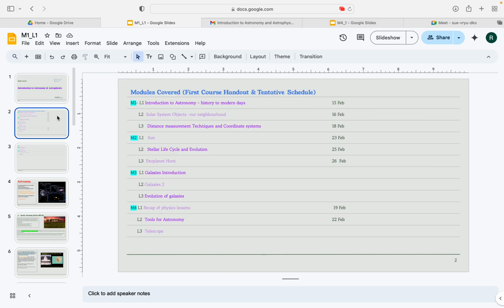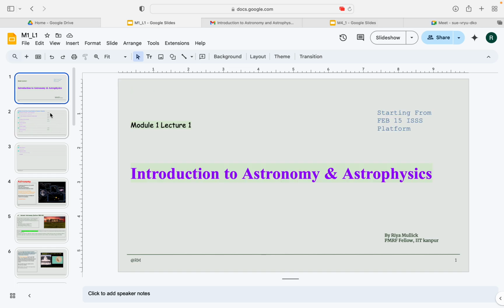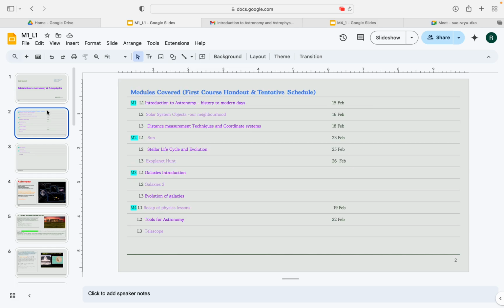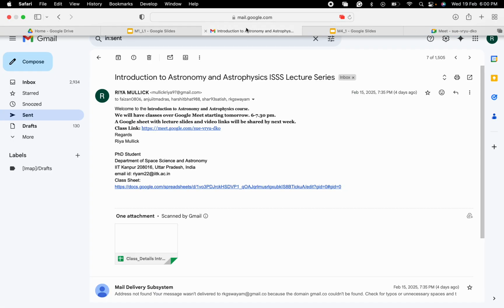Today we will start the second module, or the module which I named 4. That is the fourth module in this course. And today there will be the first lecture of the fourth module. In this class we will cover some basic physics lessons. Those will be a recap of our 12th grade or BSc level physics lessons. So we can now start the session.